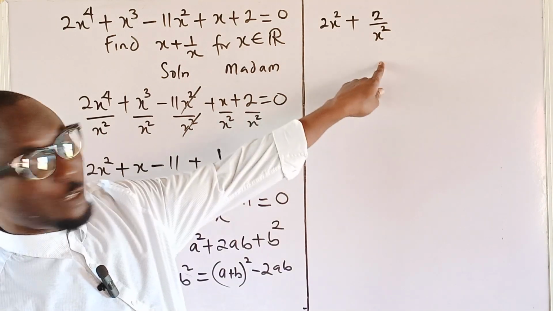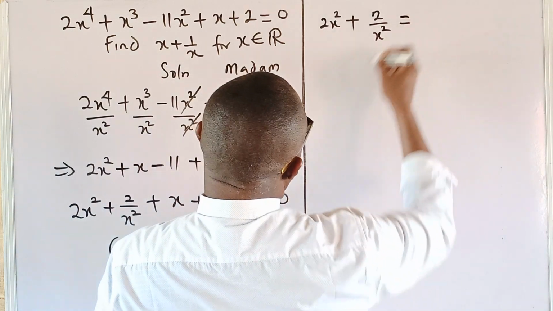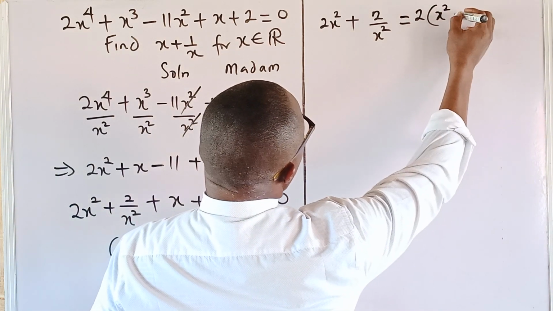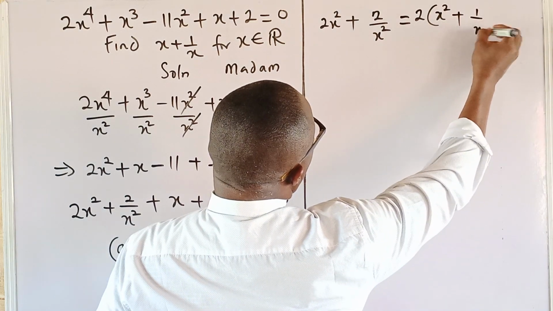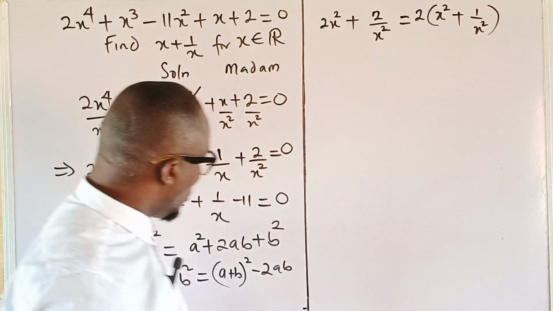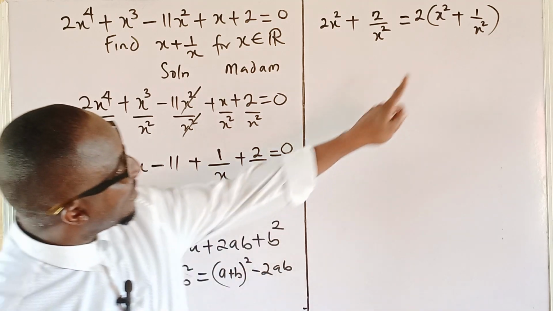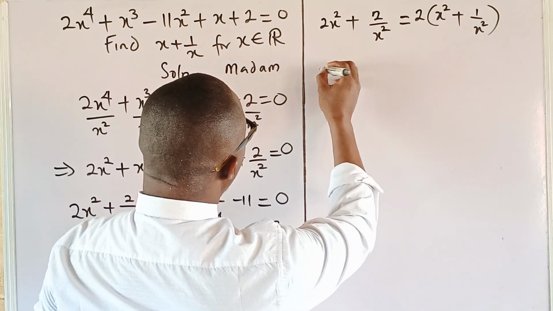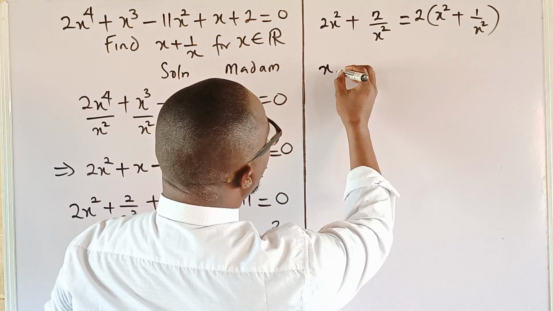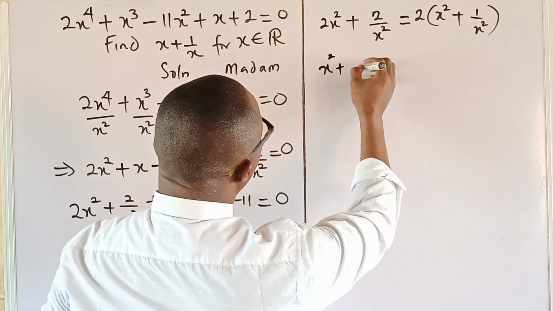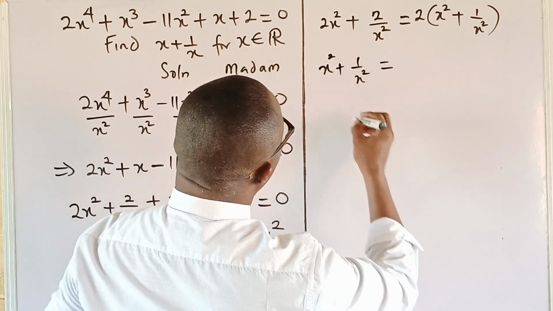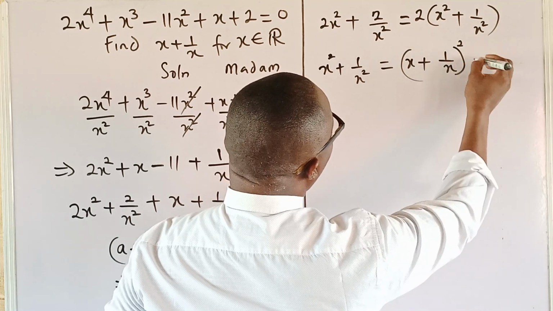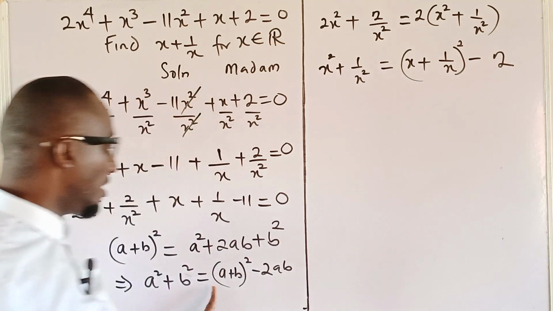So I can decide to factor out 2 first so that it can be more refined. We now have 2 into s squared plus 1 upon s squared. So if I use this formula, I can rewrite this expression. So I'm going to be having s squared plus 1 upon s squared. That's going to be s plus 1 upon s whole squared minus 2. Exactly what we have here.